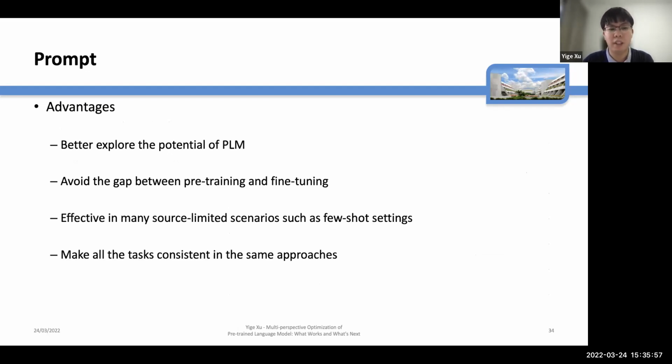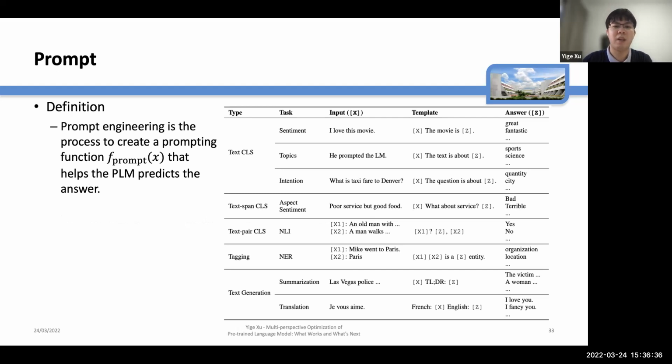So it has some advantages. The first one is that it can better explore the potential of the PLM, and it avoids the gap between the pre-training and the fine-tuning. As we know, the pre-training task is to learn a language model, but the fine-tuning task uses some task-specific objectives. For example, for classification you use cross entropy, and for summarization it uses other optimization. So there is a gap between the pre-training and the fine-tuning, but the prompt can avoid this gap. Moreover, it is also effective in many resource-limited scenarios such as few-shot settings. And for example, come back to the examples.